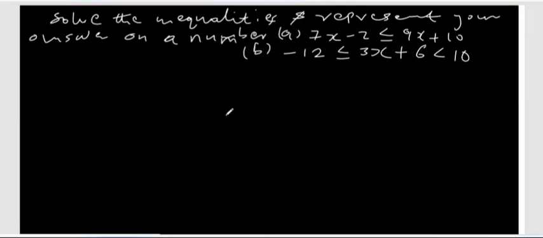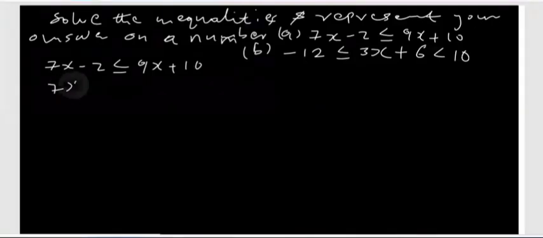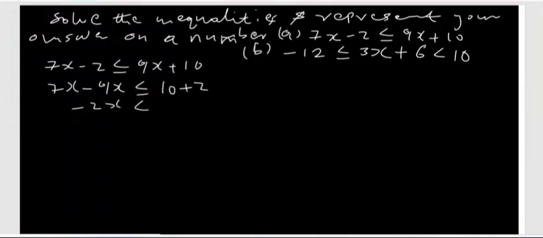The first one says 7x minus 2 is less than or equal to 9x plus 10. We collect like terms. This means 7x minus 9x is less than or equal to 10 plus 2. So this means that minus 2x should be less than or equal to 12.